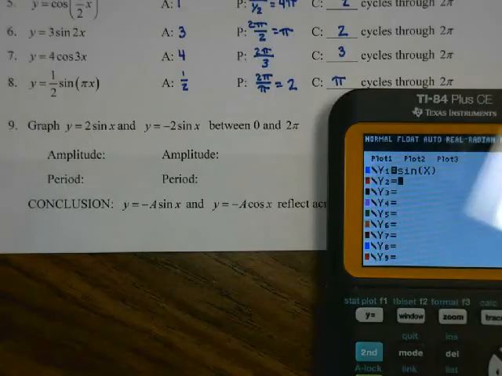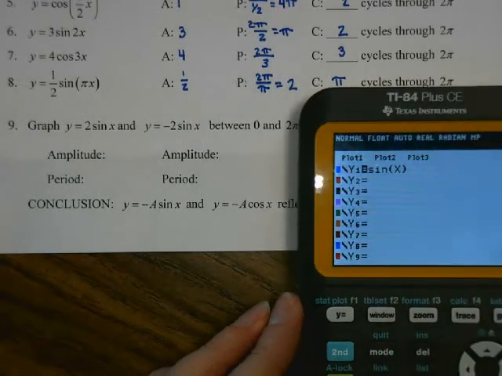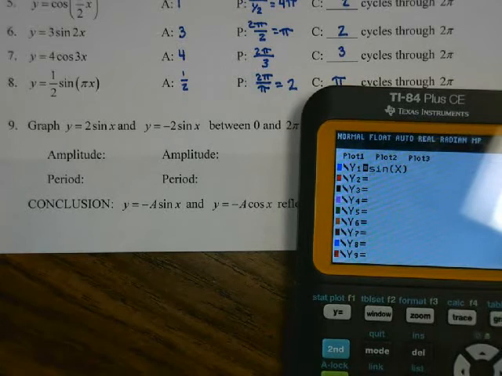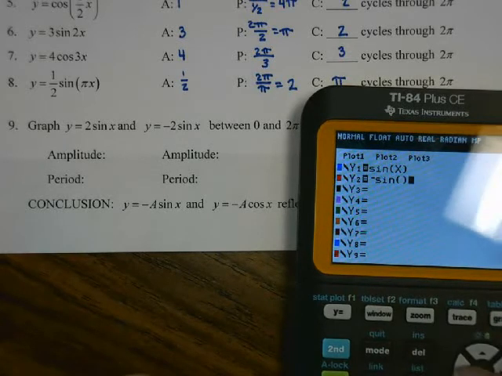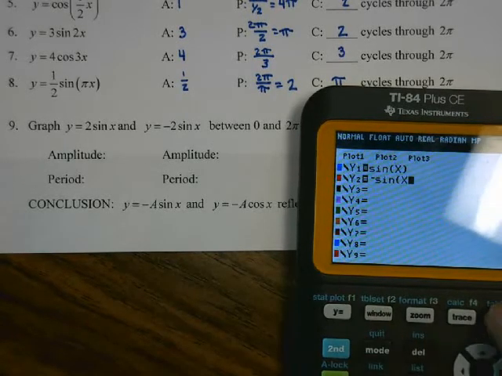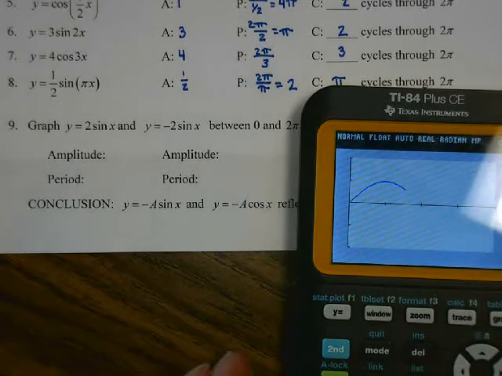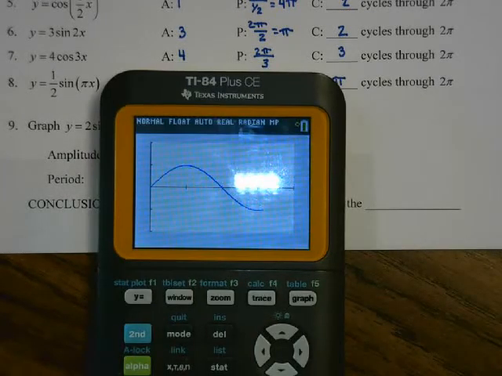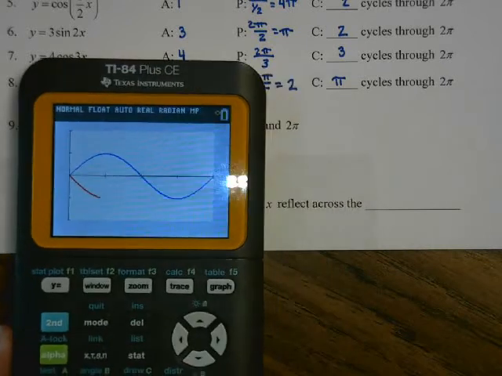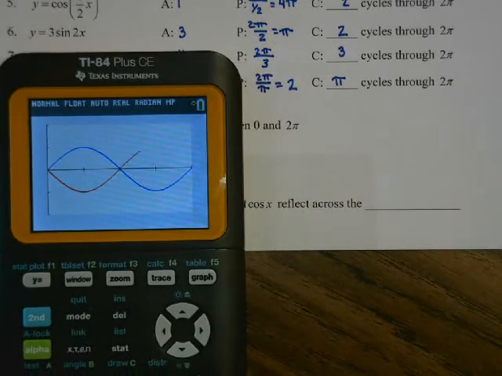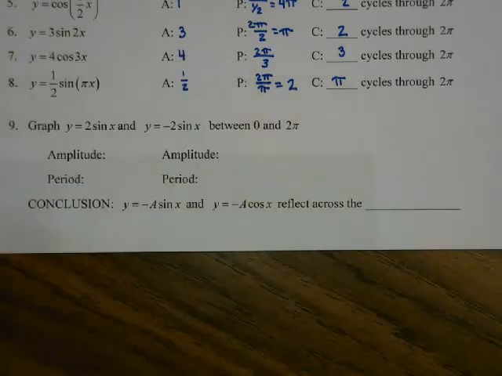Okay, we're going to do one more on the calculator here. We're going to compare sine and negative sine, and you should probably already know what this is going to do, but let's go ahead and confirm. So there's our sine curve, and there's negative sine. Okay, so what it does is it takes the graph and it reflects it over the x-axis.